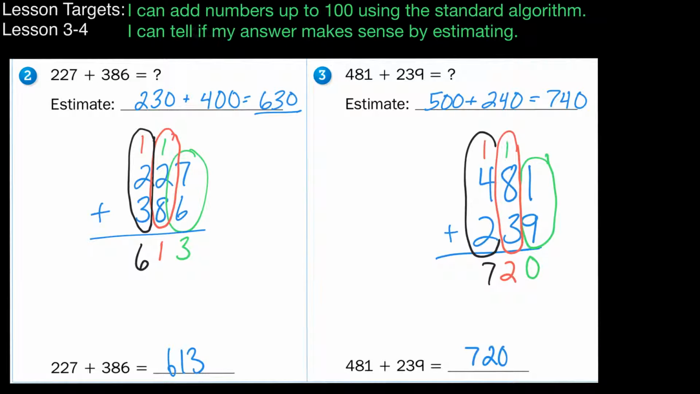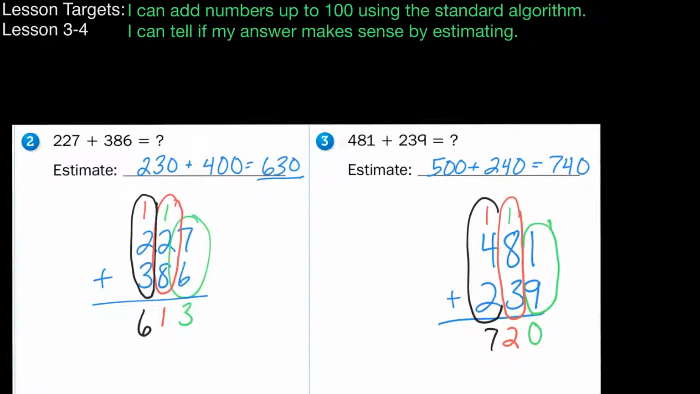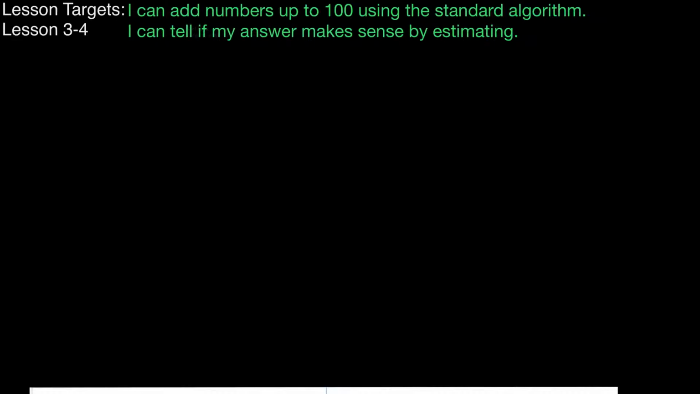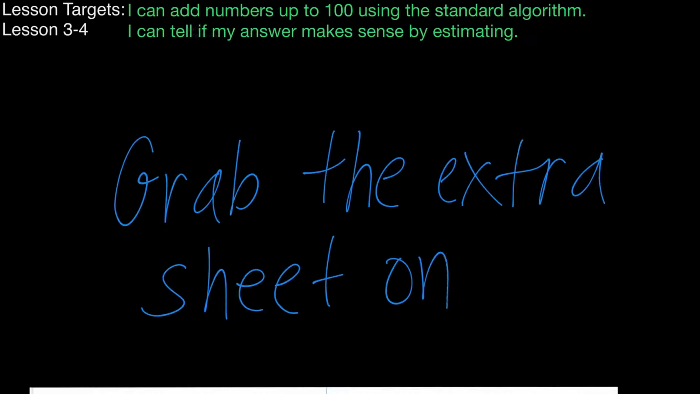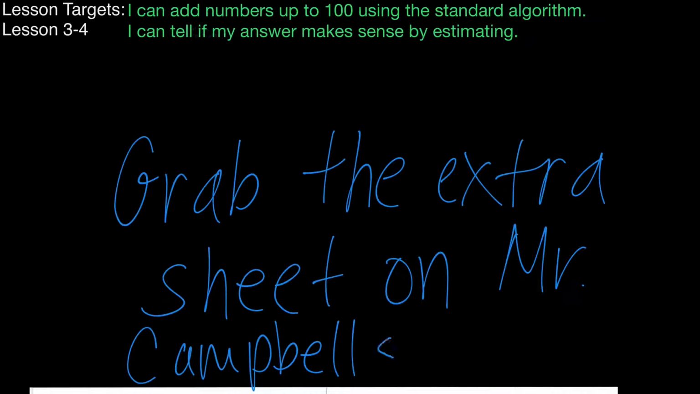This would be a good time to make sure your work matches mine. Make any changes that you need to. This was all learning this so that we could do our next activity. Right now, what I need you to do, you are going to stop the video and you're going to grab the extra sheet on Mr. Campbell's desk, my desk. So go ahead and go do that now.